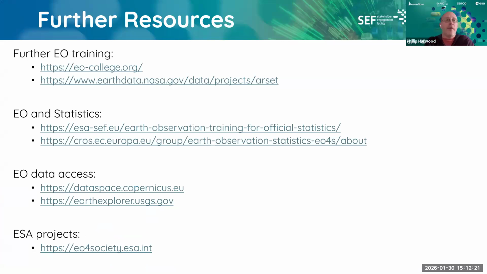We've also put together a list of further resources. This is around Earth observation, but also around where you can find more information on Earth observation and statistics, both for us, but also from Eurostat. Some basic resources for Earth observation data access, and also where you can find a list of the ESA projects and what they are producing. Again, we really hope that they are useful.